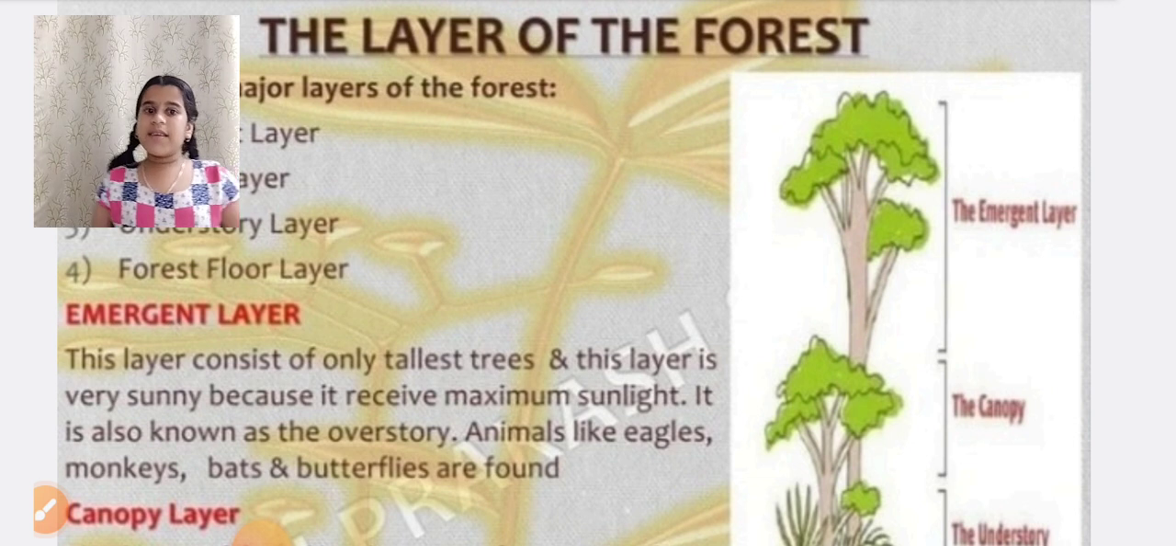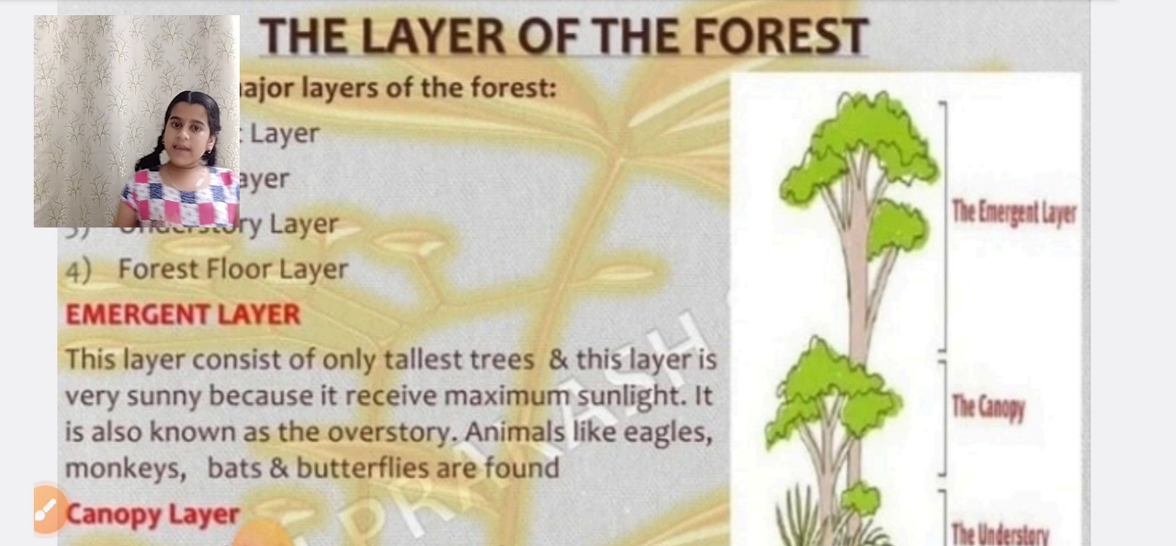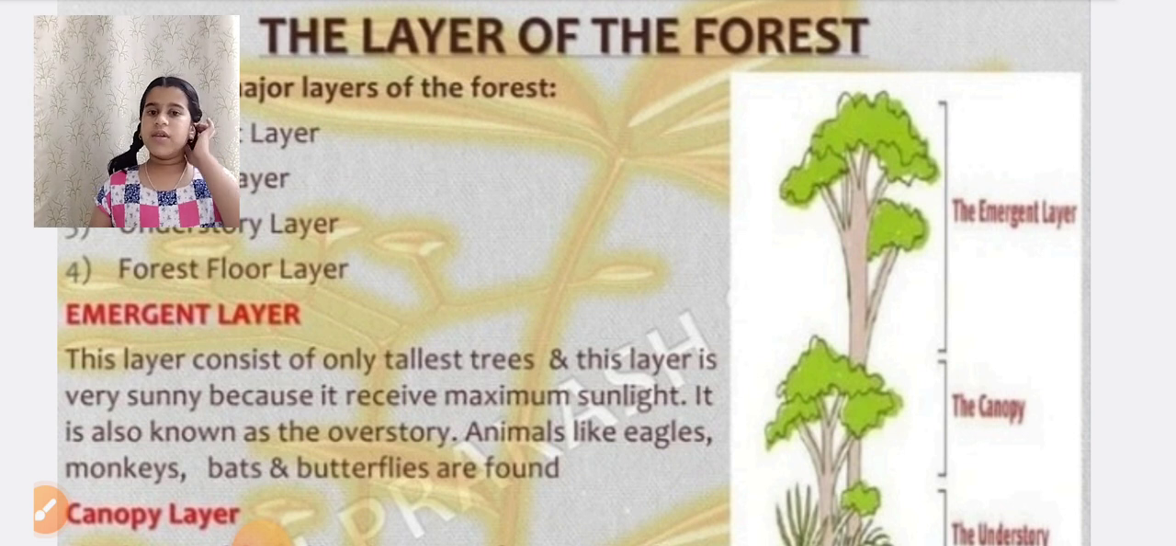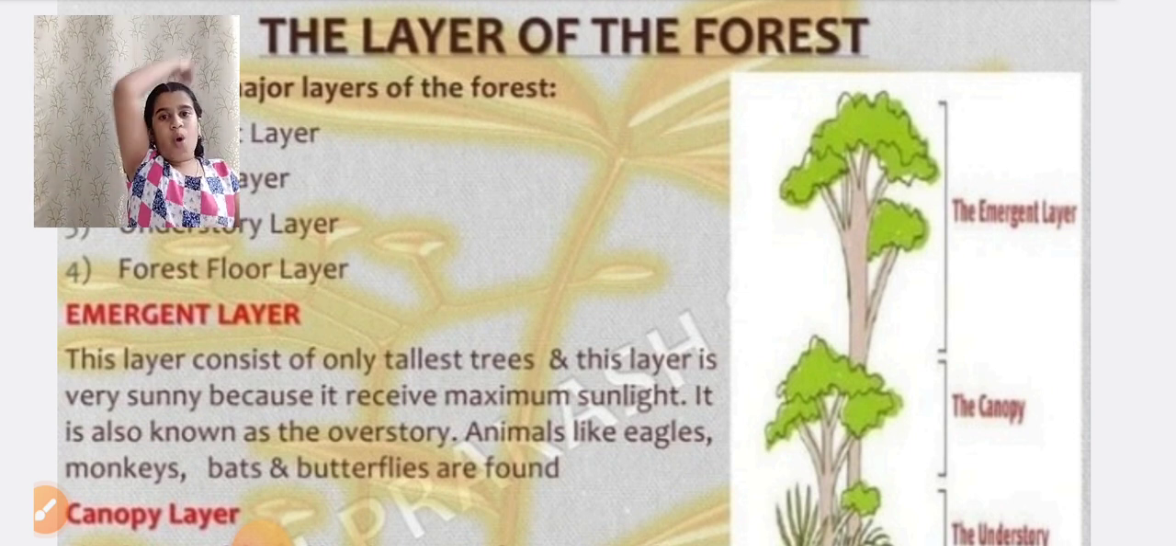direct sunlight, direct rainfall and wind. High speed winds also it is going to receive. And it is also known as the overstory. Overstory means upper layer, the tallest layer.